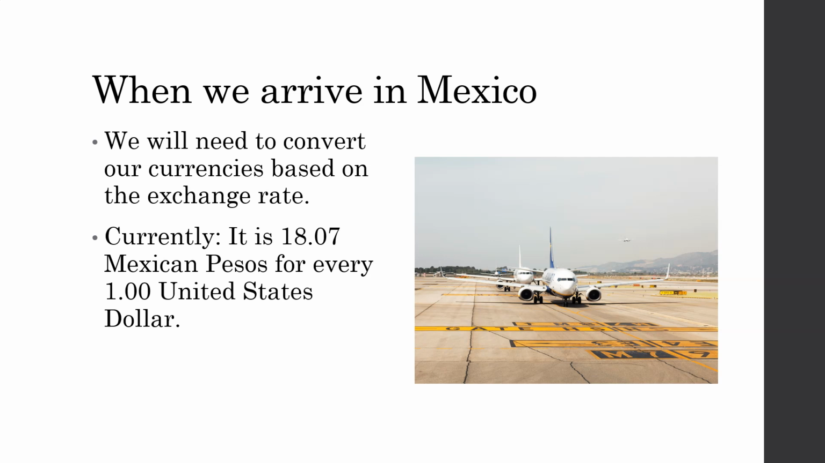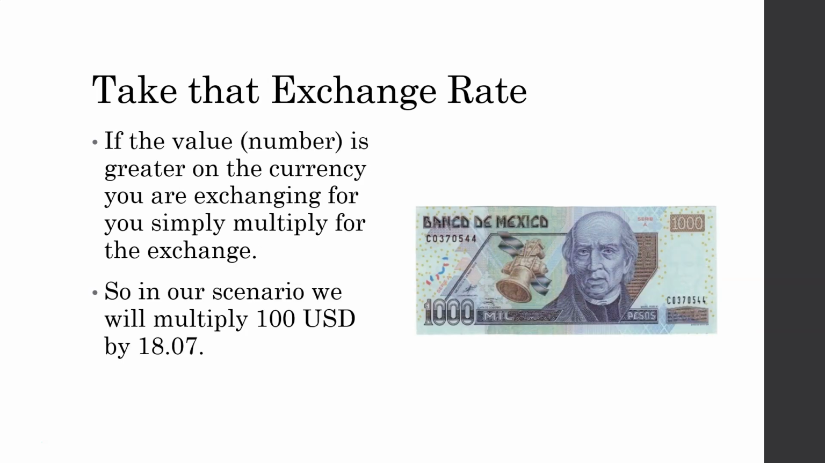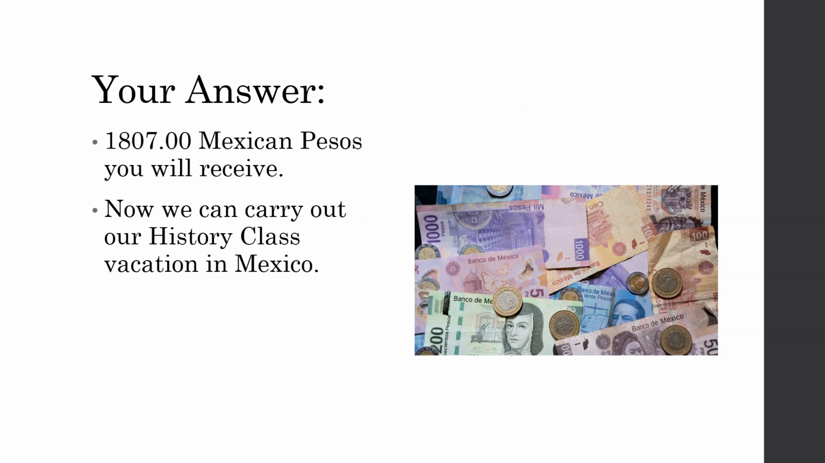Currently, it's 18.07 Mexican pesos for every $1 US. So for every $1 US we give, we should receive 18.07 Mexican pesos for it. Taking that exchange rate, you would simply multiply at that point. Multiply 100 by 18.07. And what would you get? And the honors math class already got this. And yes, you'd get 1,807 Mexican pesos for your 100 USD.